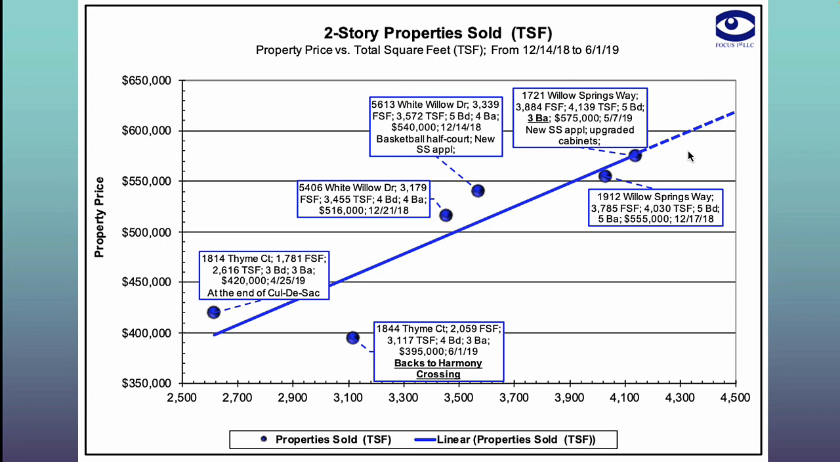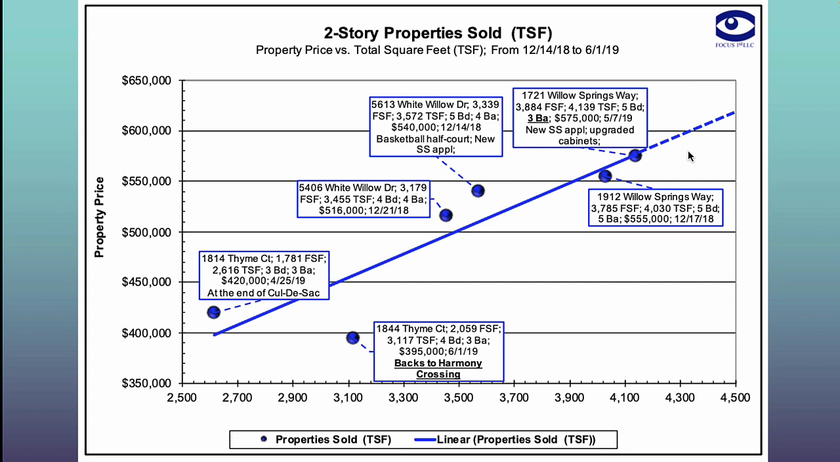We have one exception with this property at the very bottom, 1844 Time Court, which backs to Harmony Crossing. Turns out all of these are in one subdivision. It's actually called Willow Springs. And there's one property that is near a kind of inferior subdivision. We'll talk a little bit more about that in a second. And it sold way below the trend line.